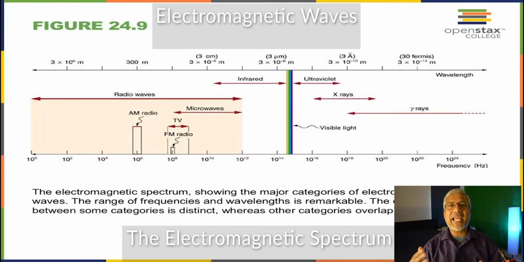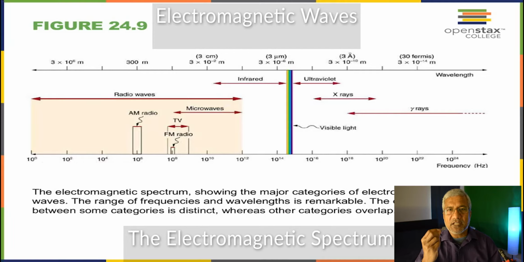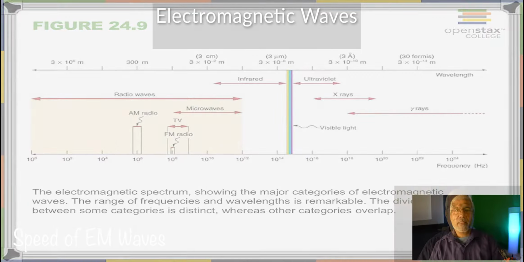or 186,000 miles in a second. That's how fast electromagnetic waves travel.